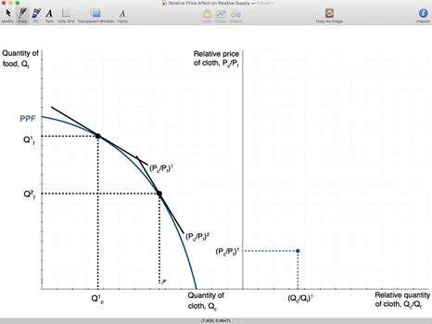And if I go straight down from that point where the new price line is just tangent to the Production Possibilities Frontier, this is now my output of cloth. So we see an increase in the production of cloth due to the increase in the price. So we have an increase in the relative price causes an increase in the relative production of cloth.